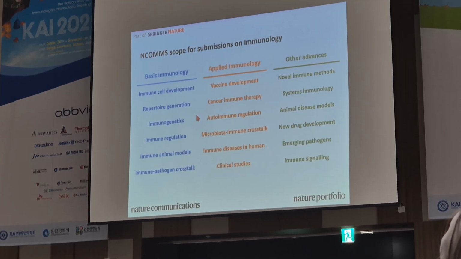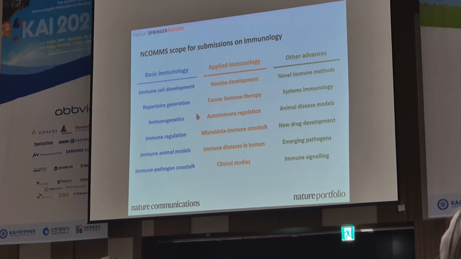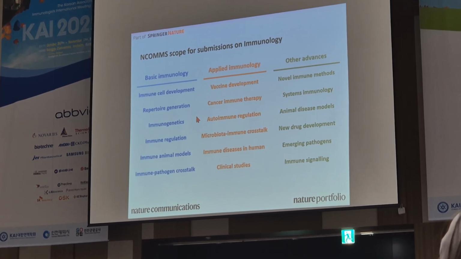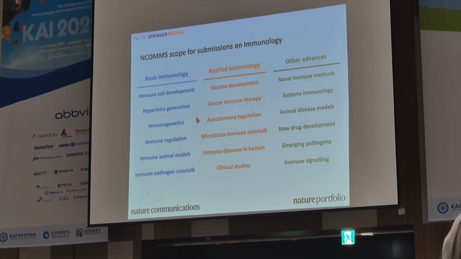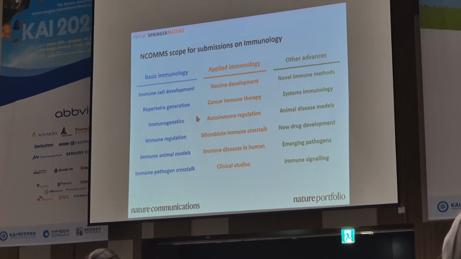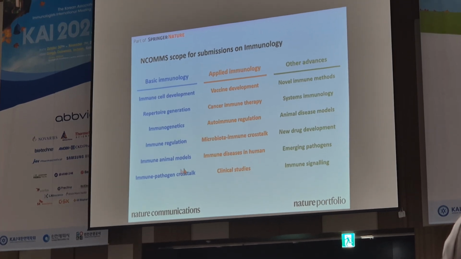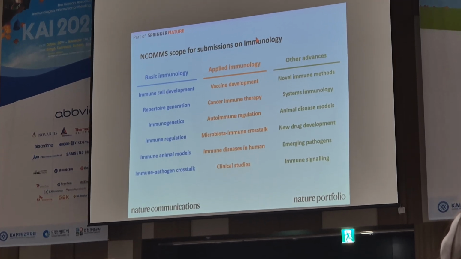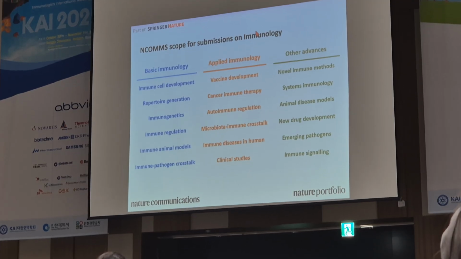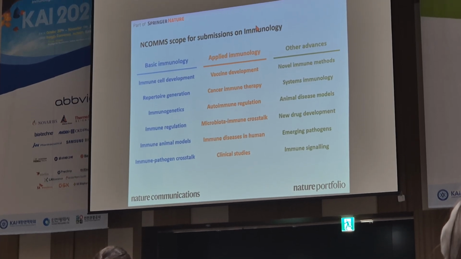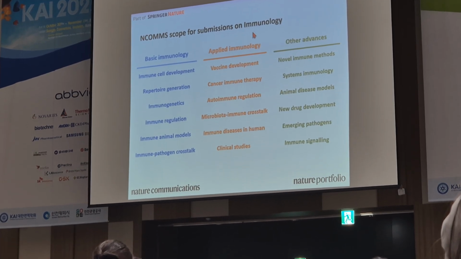We also appreciate other types of advances, such as novel immune methods, new animal models, or even some immune sequencing papers, which is not really trendy, but still there are some important findings at times. But let me present what I consider to be the hot topics of the broad envelope of immunology that I consider to be popular.